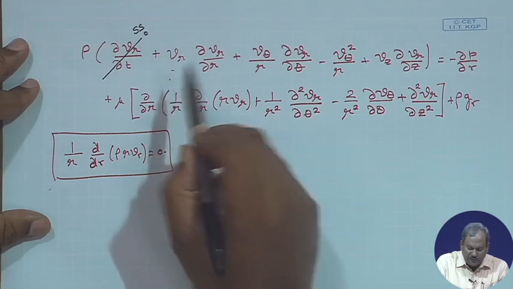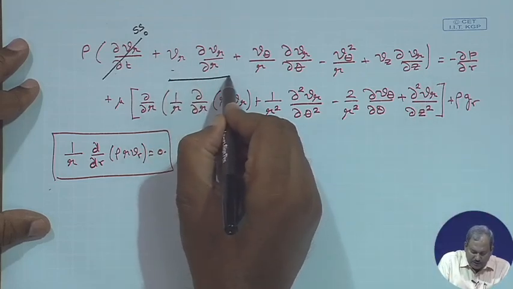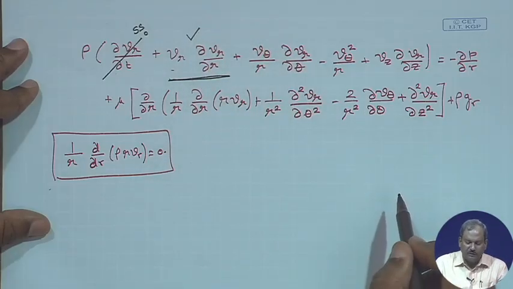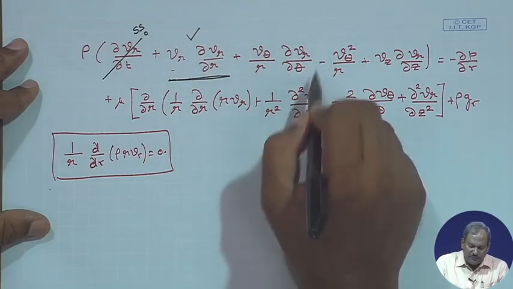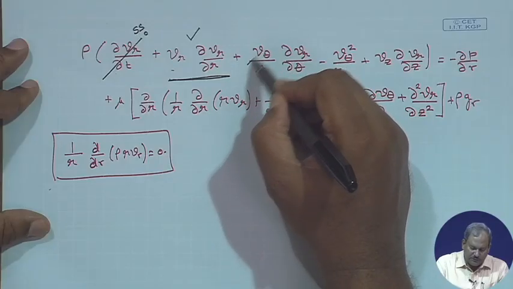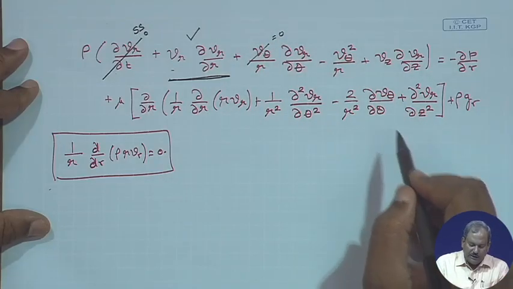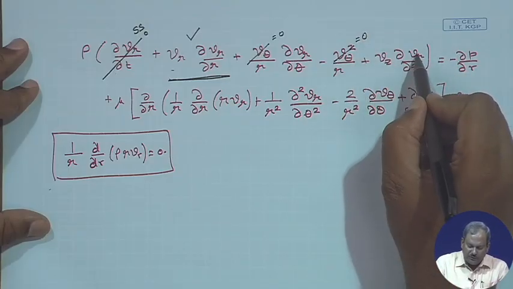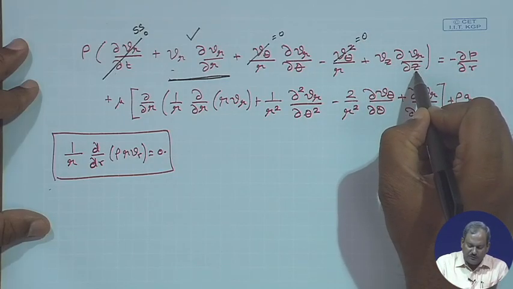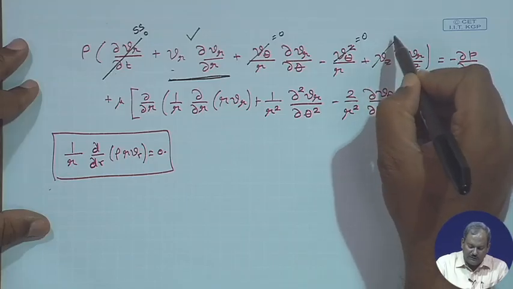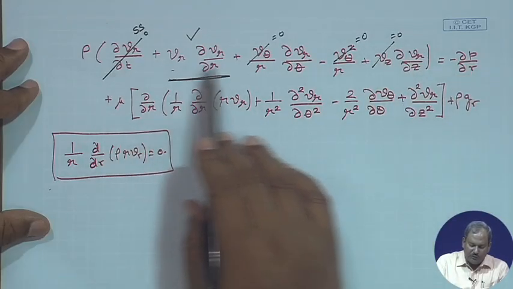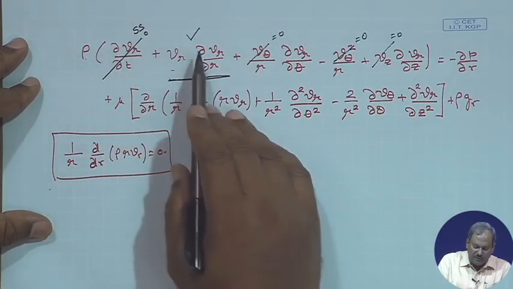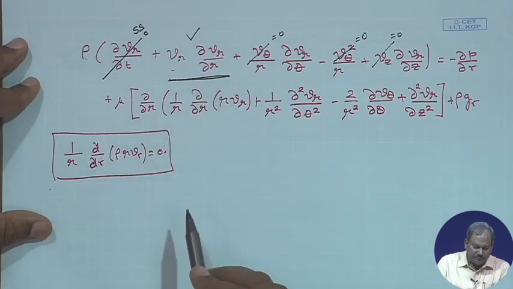Therefore, we cannot say anything about this term, we cannot equate it to 0. So this will remain in the governing equation. Here we have this term, V theta would be 0, and in this case V theta would be 0 once again, and even though V r varies with z, V z is 0. So, of the entire left hand side, the only term which remains is rho times V r del V r del r.